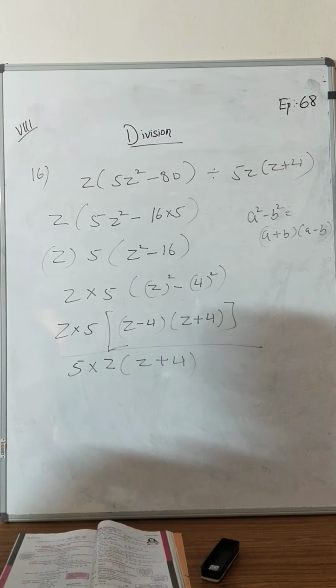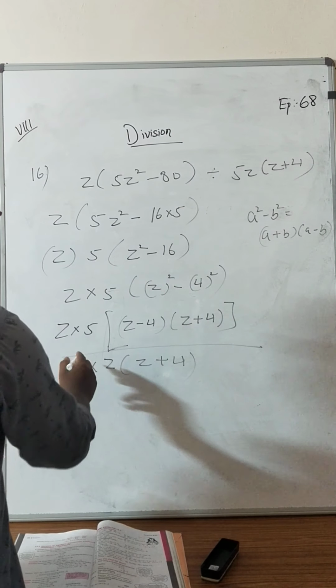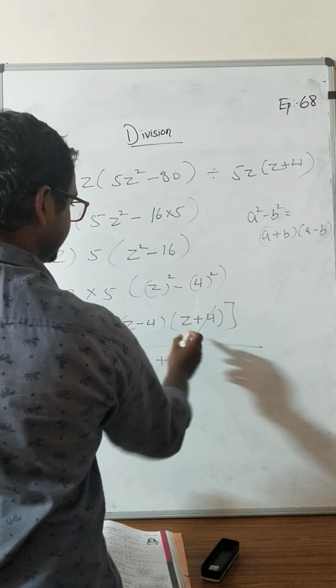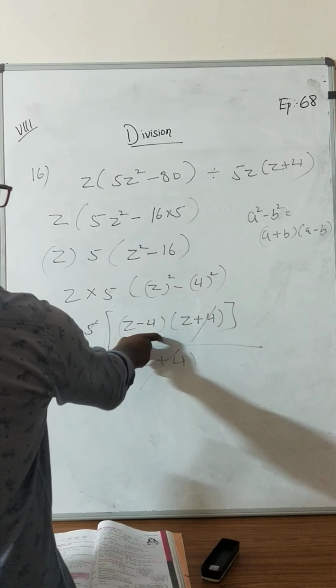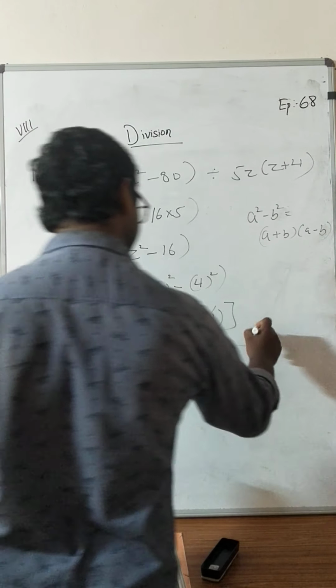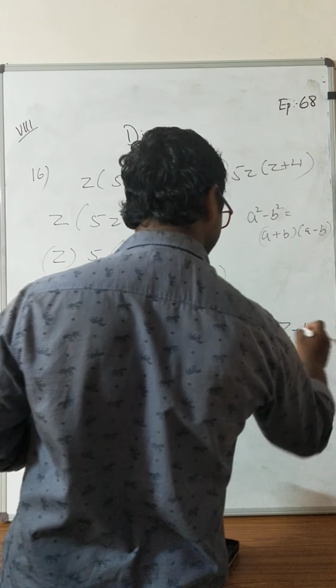Okay, see here students, we can easily see 5 and 5 will get cancelled, z and z will get cancelled, z plus 4 and z plus 4 will get cancelled. What is left? We are left with z minus 4. So our final answer is z minus 4.